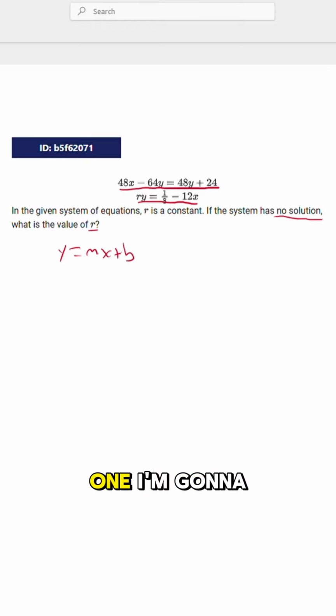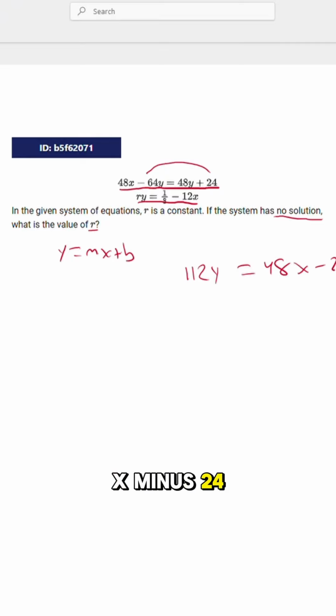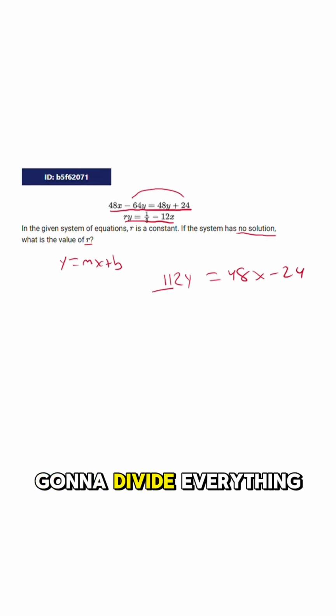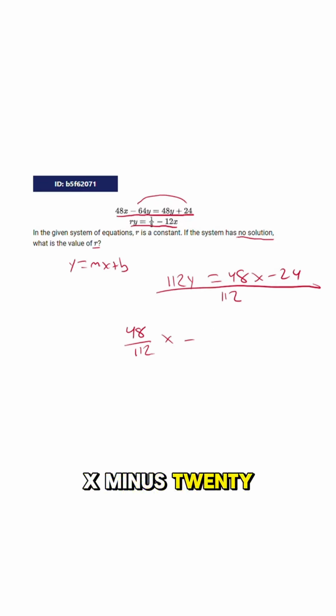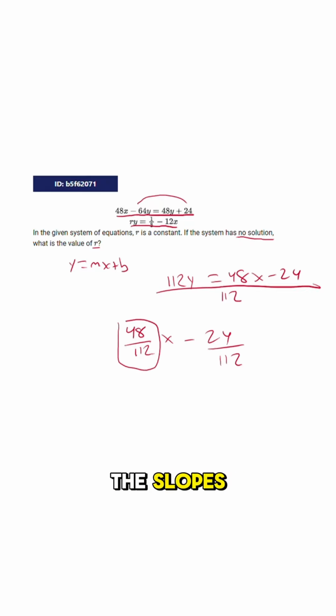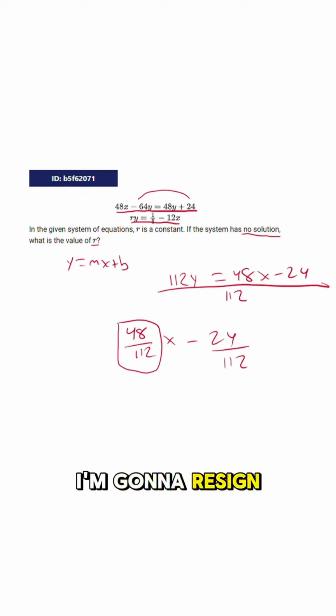So the first one, I'm going to move the 64y over to the other side and move the 24 over to the left side. So I'm going to have 64 plus 48 is going to give us 112y equals 48x minus 24. And then we're going to divide everything by 112. So then we're going to have 48 over 112x minus 24 over 112. But remember, we're really just going to pay attention to the slopes. So really quickly, I'm going to erase so I have more space.